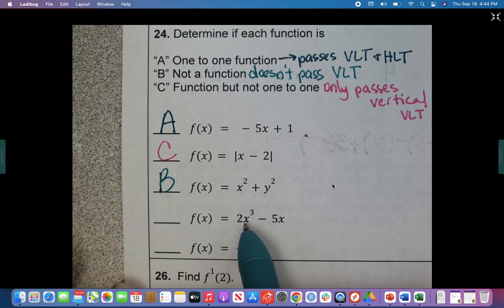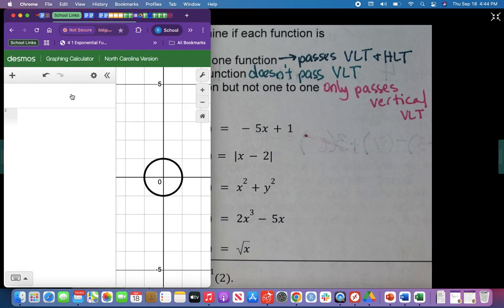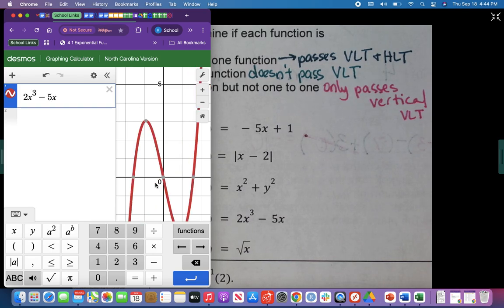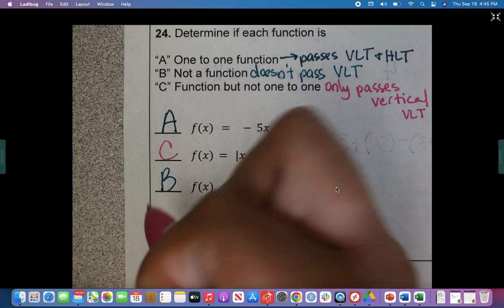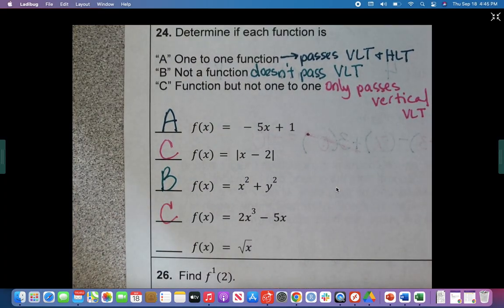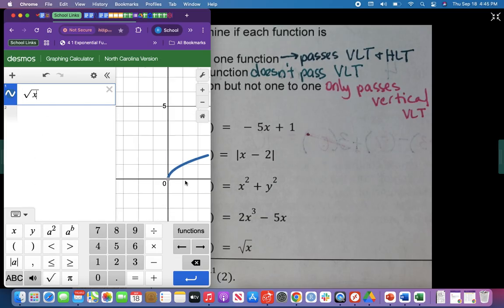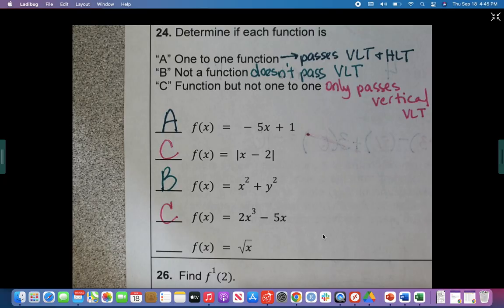All right, for this one, 2x to the third minus 5x. So let me type that in. All right, so this is going to pass the vertical, but it is not going to pass the horizontal. So that's going to be a function, but not one-to-one. So that is C. And then last one, square root function. So square root of x. It passes the vertical, and it also passes the horizontal. So that one would be both. So that is A.